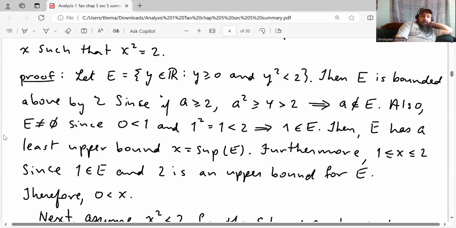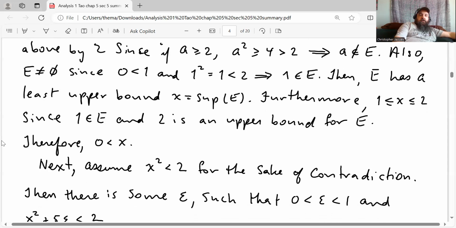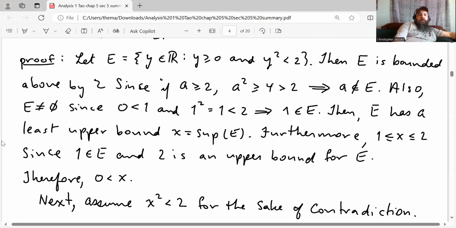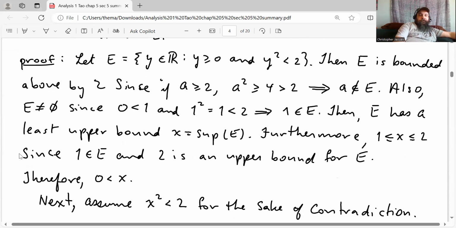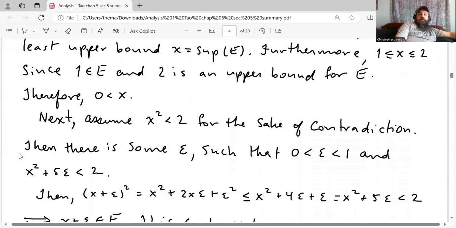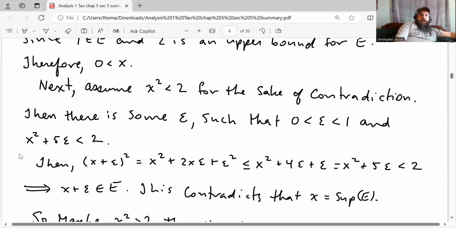Therefore, x being between 1 and 2 implies that x has to be greater than 0, so it's positive. So we've shown that there exists a positive real number x that is the supremum of that set. All right, next we have to show that x squared is equal to 2. So we're going to do this by contradiction. We'll first assume that x squared is less than 2, for the sake of contradiction.